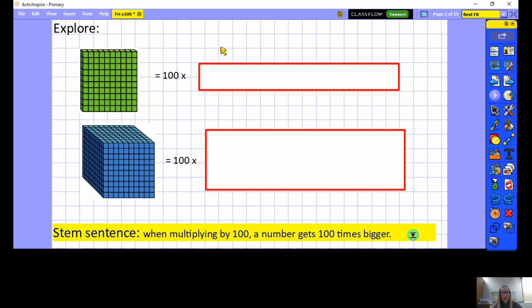So, thinking about what we learnt in our previous lesson, we looked at the stem sentence: when multiplying by 100, a number gets 100 times bigger. So here, using the Deans, you can see we've got 100. So 100 is equal to 100 times something. And underneath, we've got 1000 represented with Deans. So 1000 is equal to 100 times something. Pause the video now and have a think about what you think should be underneath these boxes.